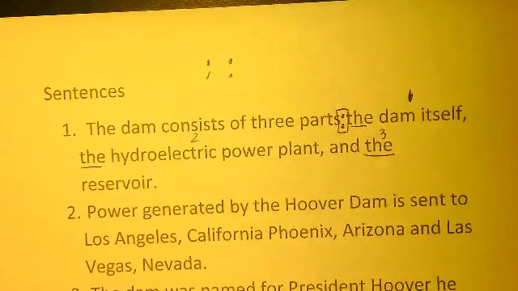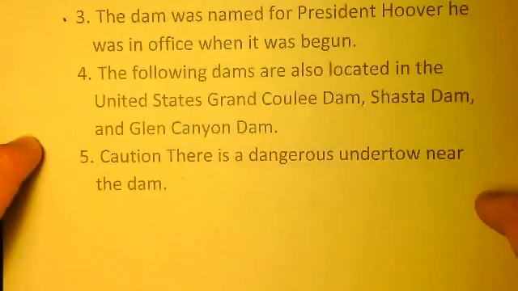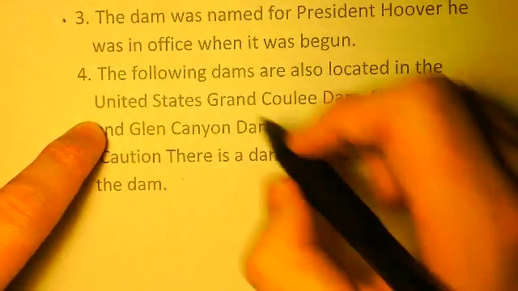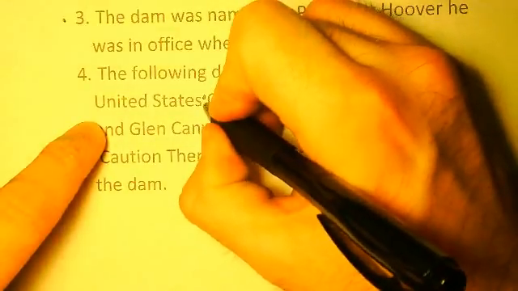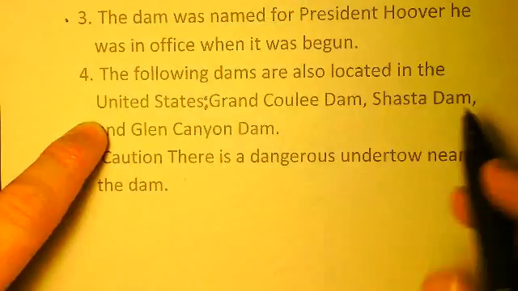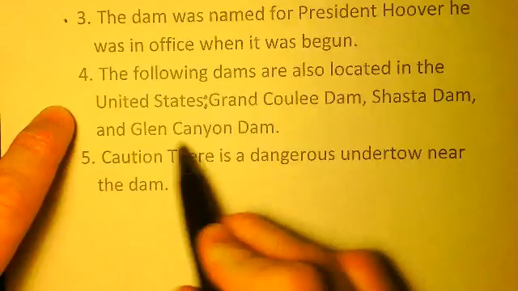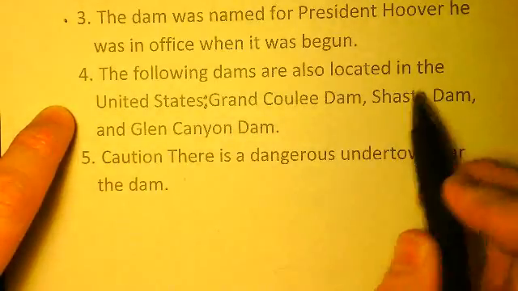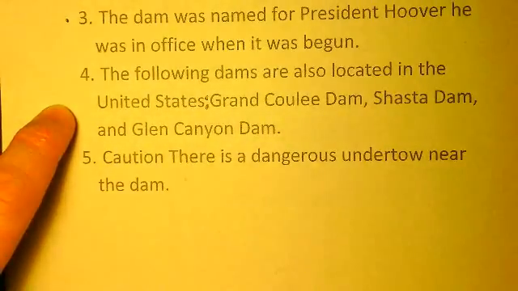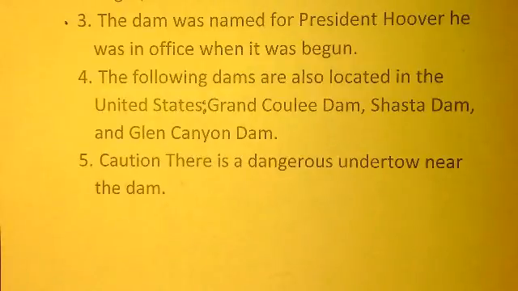Okay? So, number 4, the following dams are also located in the United States: Bam, I'm putting a colon right there. Why? Because that's the end of my introductory phrase. You'll see this list at the end of it. Grand Coulee Dam, Shasta Dam, and Glen Canyon Dam. 3 dams with a list. Commas and ands will be your big hint that it's a list. So that's how you use colons.